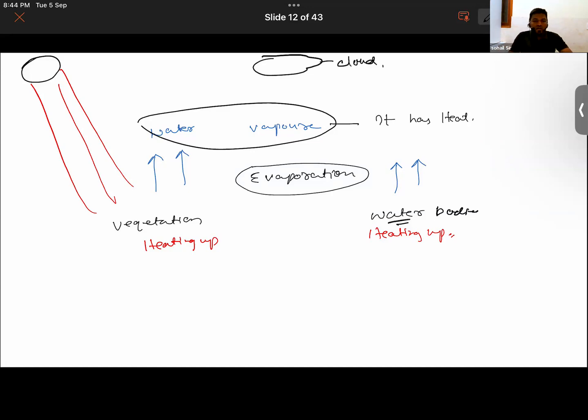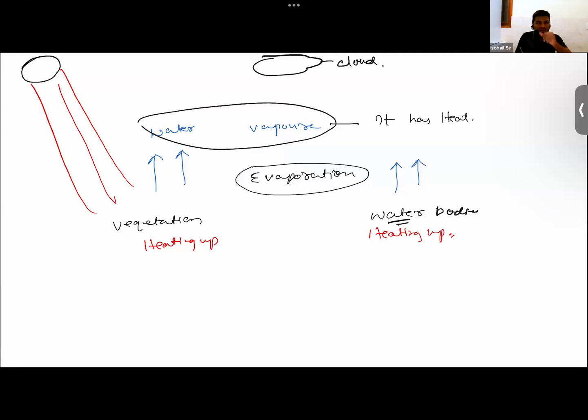All right. So when the water vapor rises up, it rises up, no? Yes, sir. So then it forms clouds, right? When water vapor rises up in the upper layer of the atmosphere, it starts to accumulate together and form cloud. Okay. Okay, sir.